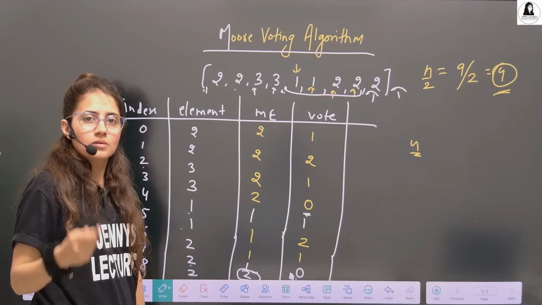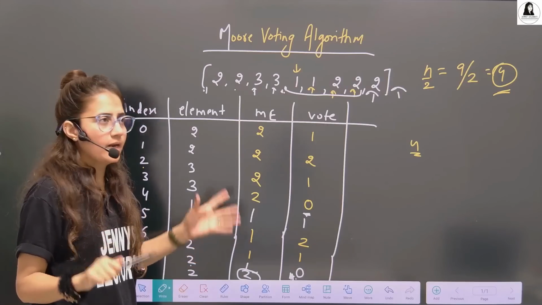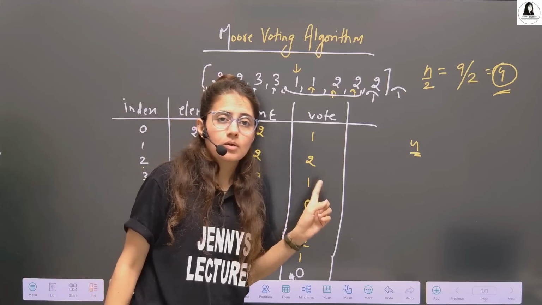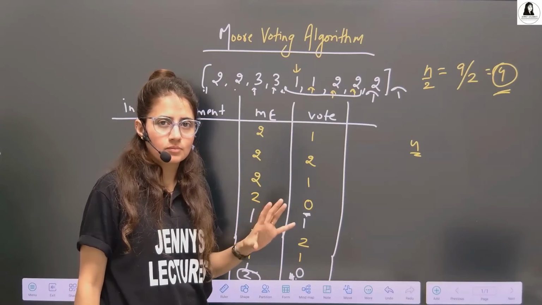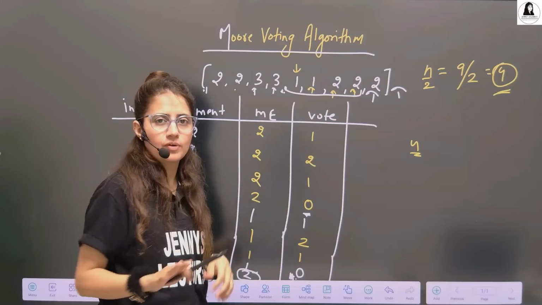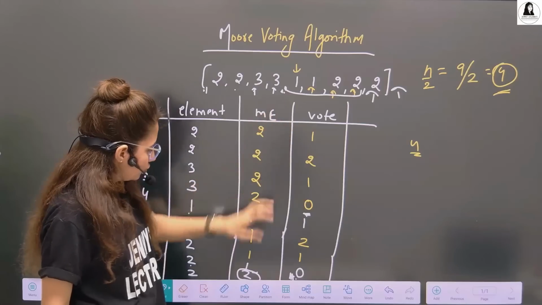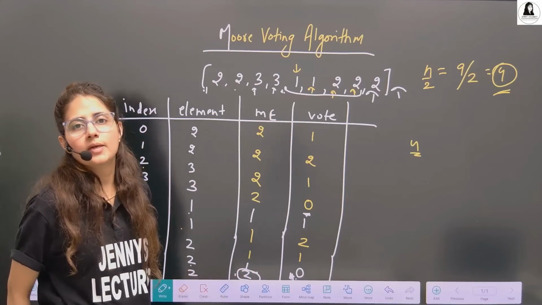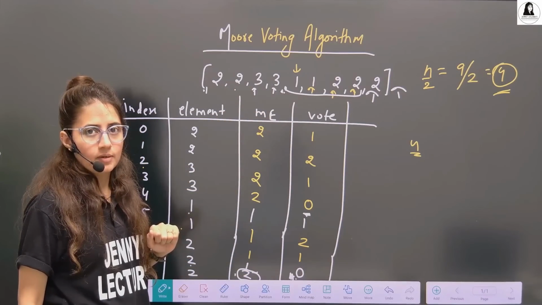That would be for sure the majority element, if it exists. And according to the given question, there would be a majority element. You can assume that there would be a majority element. So here in this case, 2 is the majority element. And you can see here, 2 is the majority element.